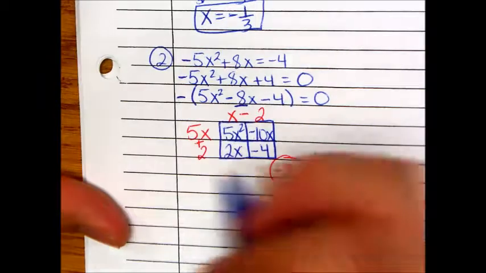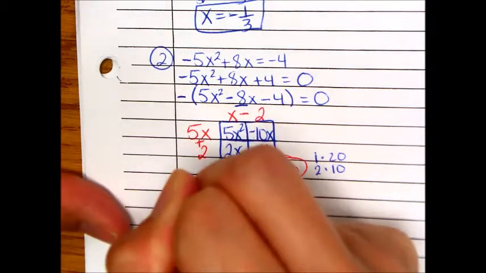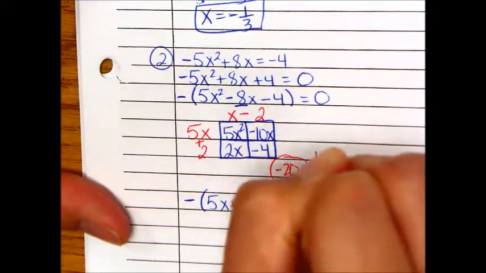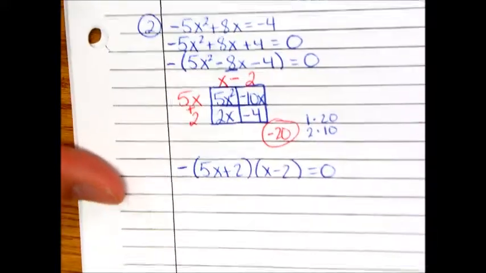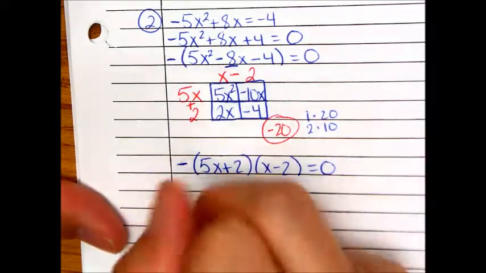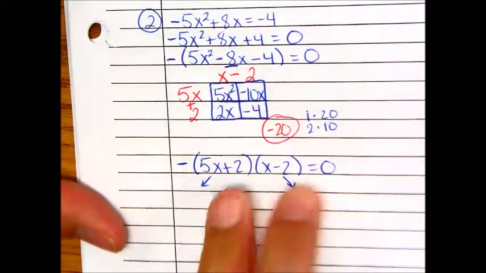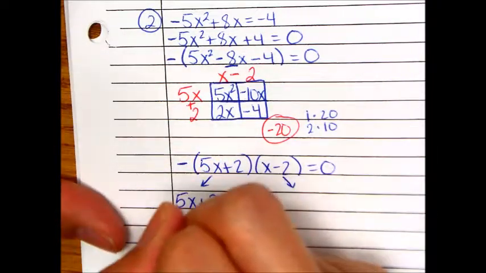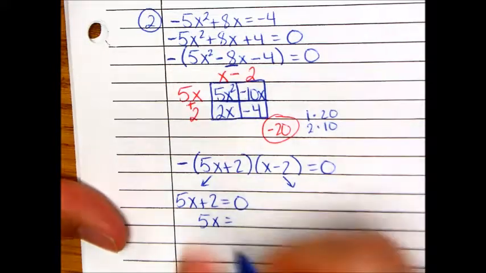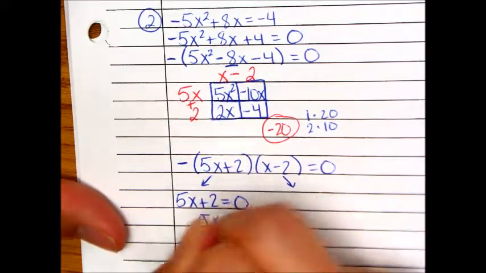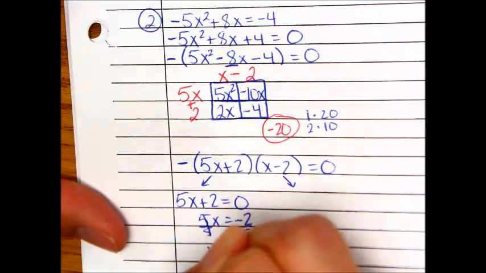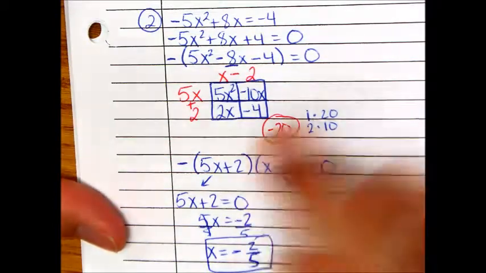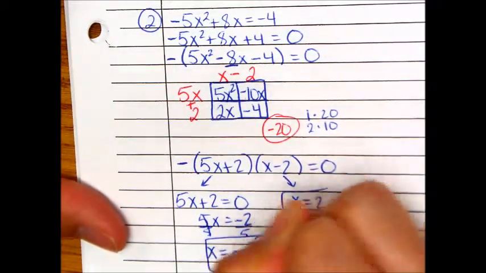All right, so my factors are negative sign, and then 5x plus 2, and x minus 2 equals 0. That negative sign has no effect on my answers. My answers are what would be in these two sets of parentheses. So either 5x plus 2 equals 0. If I solve that, I get 5x equals negative 2, divide by 5, so x equals negative 2/5 as one possible answer. Or my other one is just going to be x equals 2.